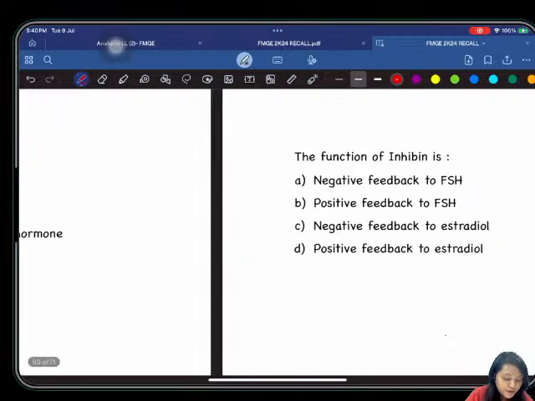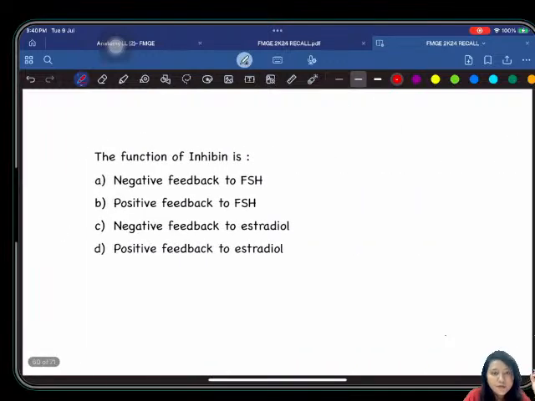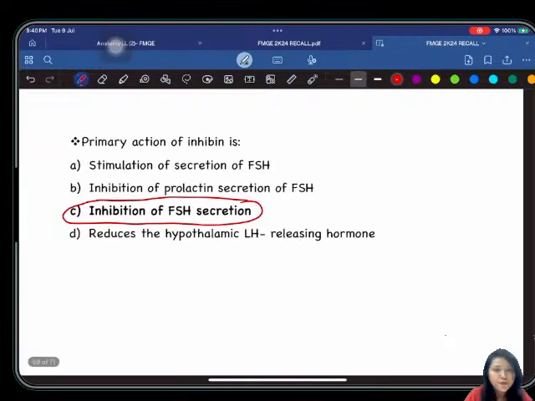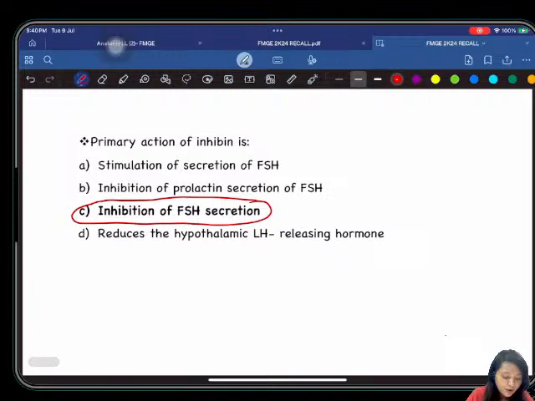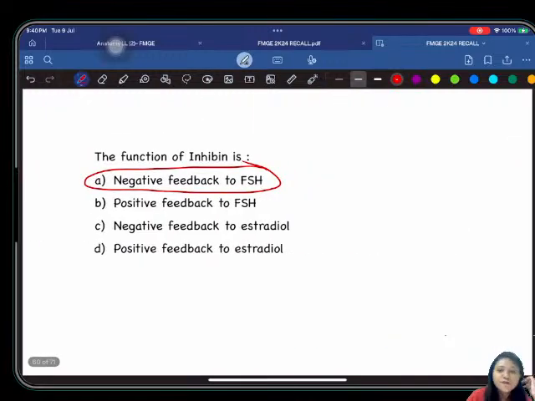And if the question came of this type, that the function of inhibin is negative feedback, positive feedback, negative feedback to estradiol, positive feedback to estradiol, the correct answer will be the negative feedback to FSH. Either way, inhibition of FSH secretion or negative feedback of FSH, both ways, the answer will be that only.